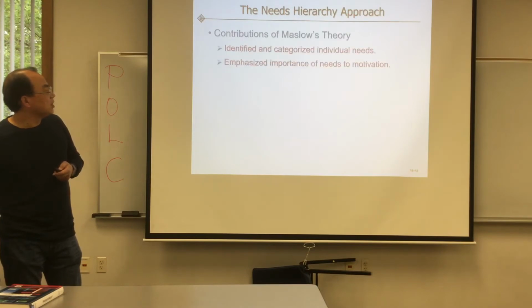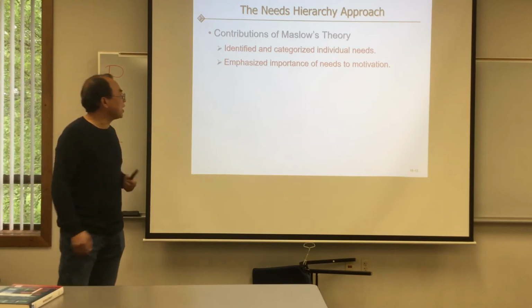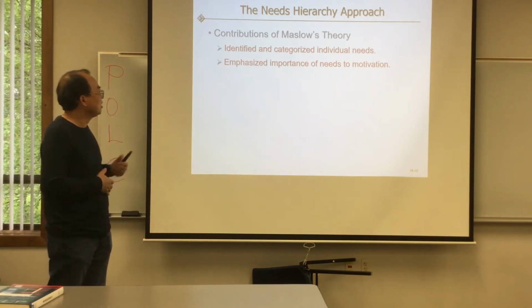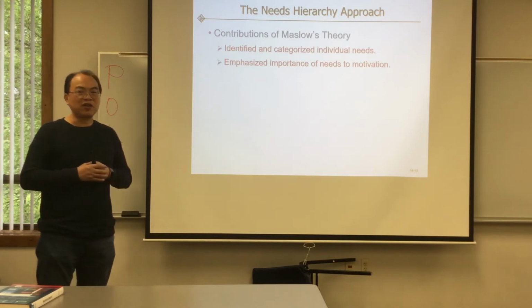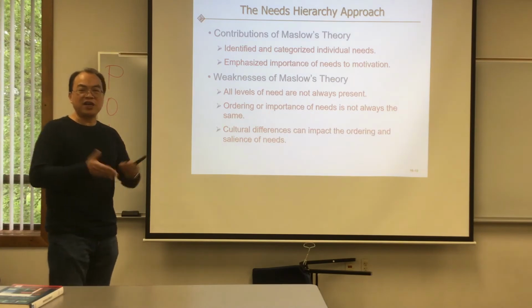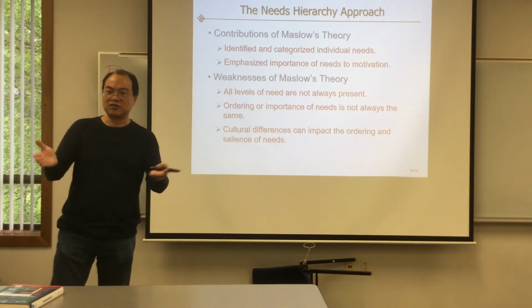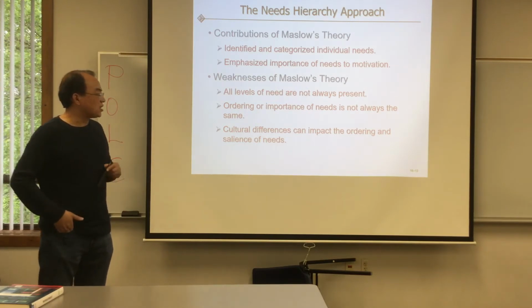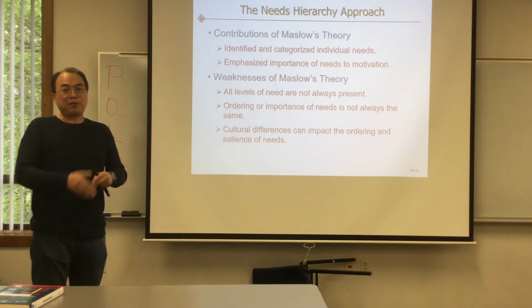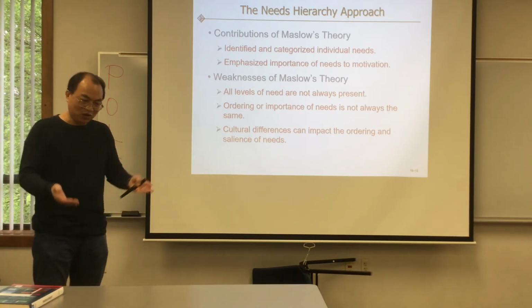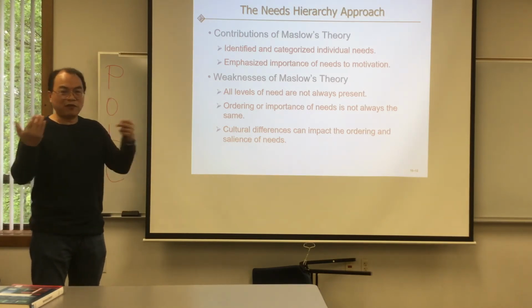All right. So Maslow's contribution, basically, he identified and categorized individual needs under those five categories, but also emphasized the importance of needs to be motivated, okay? So what is the weakness of it? Any theory has pros and cons. No theory is perfect. Again, all levels of needs are not always present. Some people don't want just self-actualization. Hey, I just want to get a job, make some money, support my family, right?